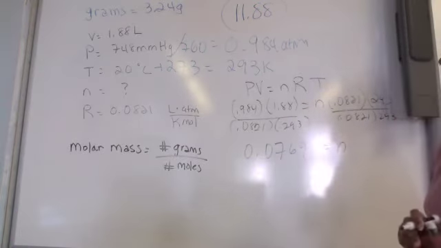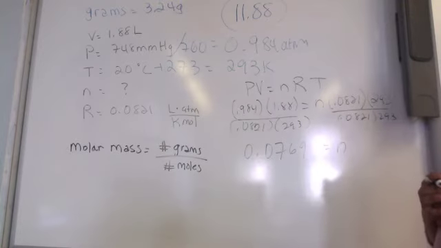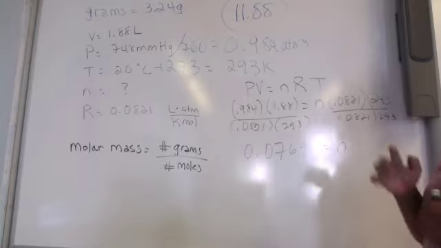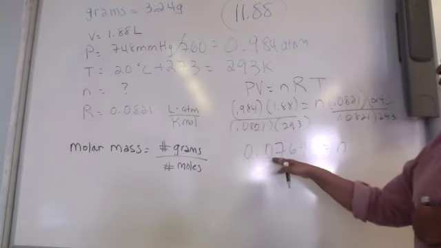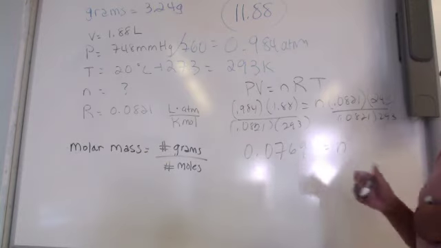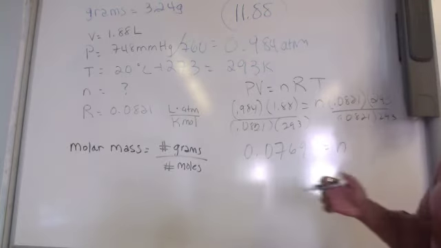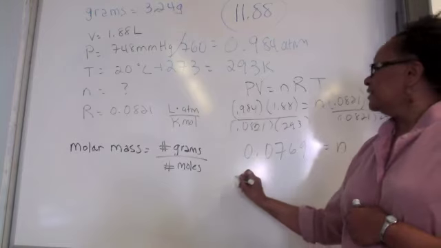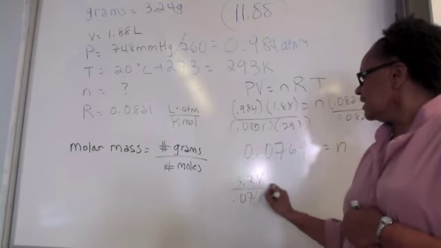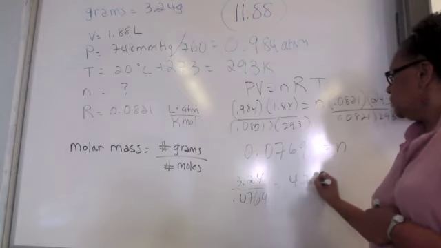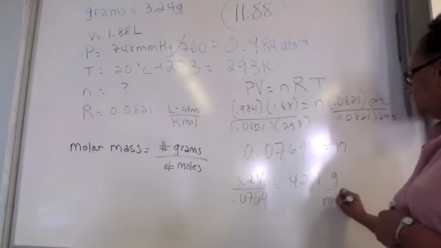This answer will be 0.0769. So my 3.24 grams of unknown gas at a volume of 1.88 liters and a pressure of 748 millimeters of mercury at a temperature of 20 degrees has 0.0769 moles. So what's the molar mass? The grams would be 3.24 divided by 0.0769, which equals 42.1 grams per mole.